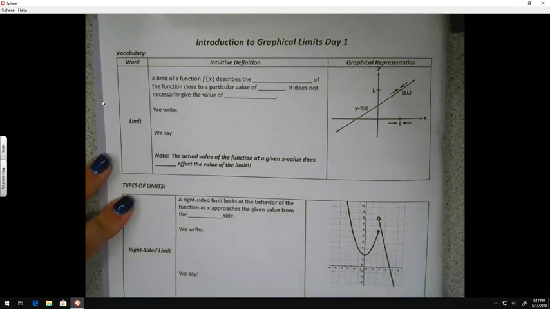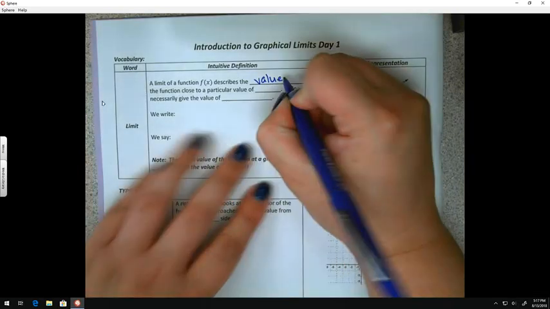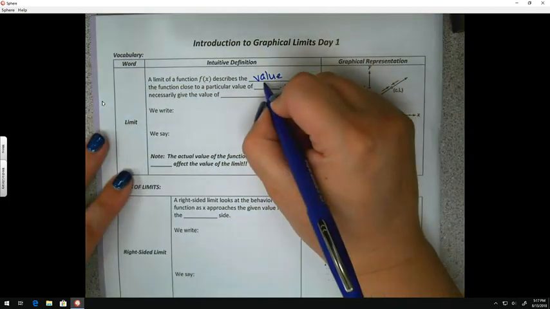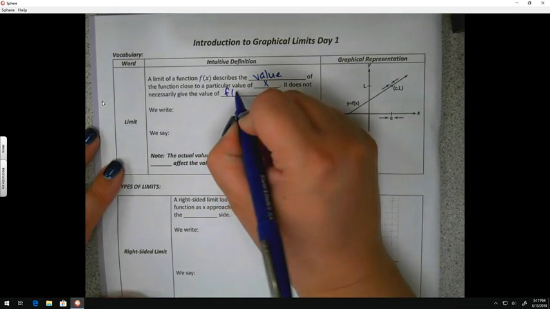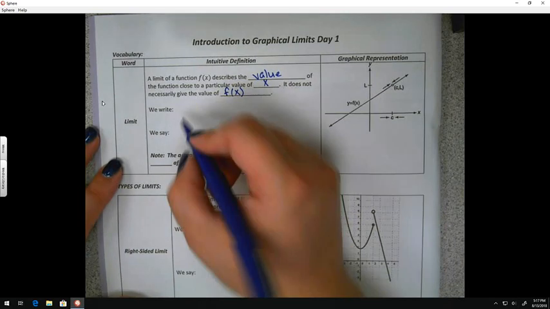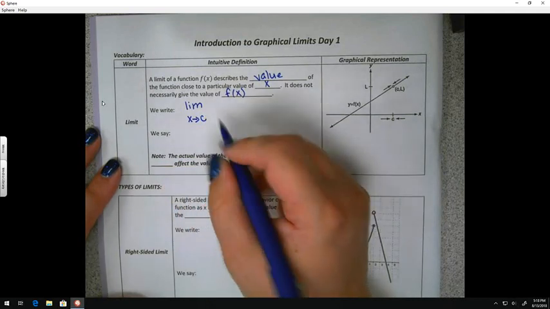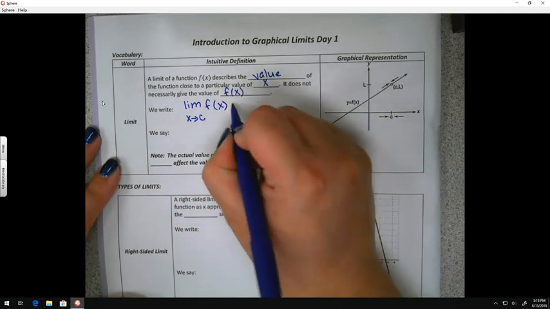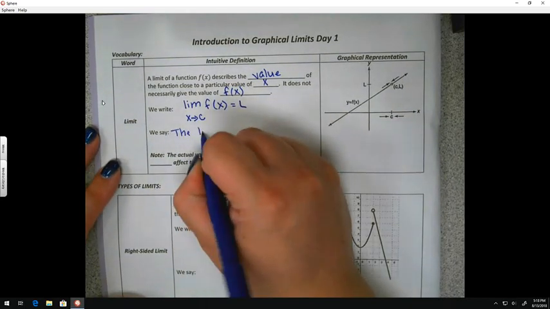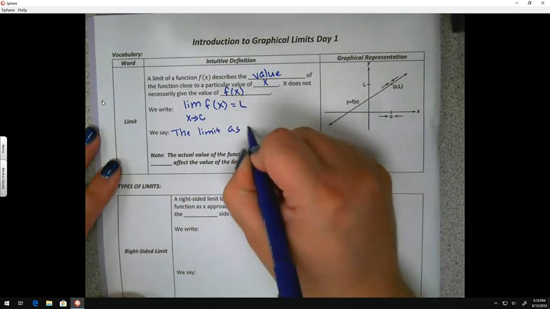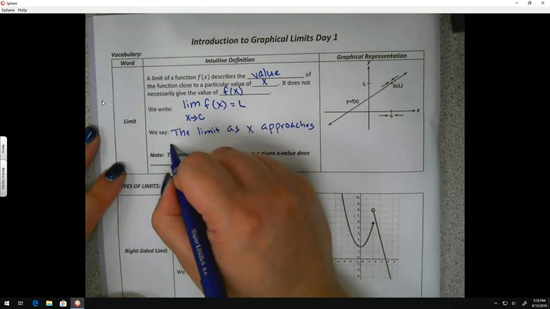So a limit of a function f of x describes the value of the function close to a particular value of x. It does not necessarily give the value of f of x. So we write lim x approaches c of f of x equals L. And the way that we read that is we say the limit as x approaches c of f of x is L.